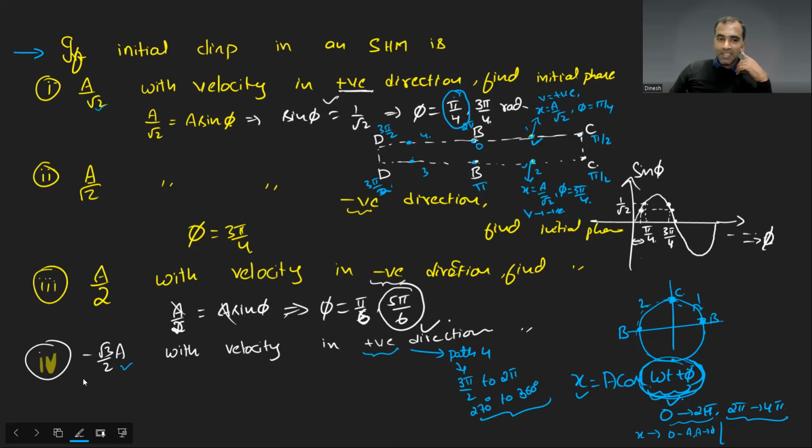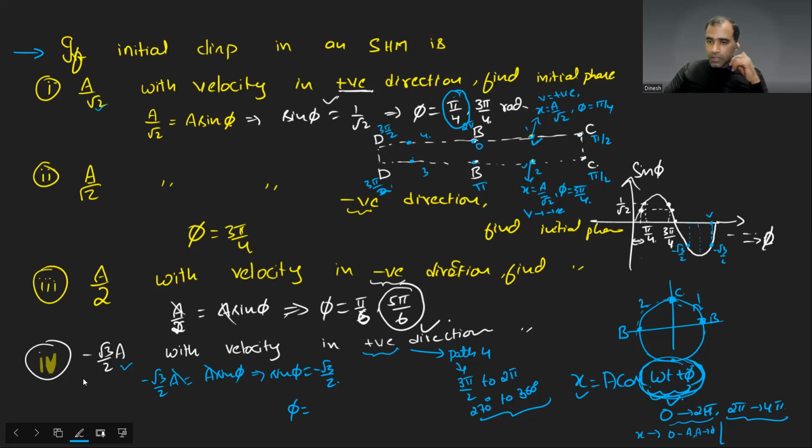Okay. Now tell me, minus root 3a by 2. If you want, you can use the formula. A cancels. Sine phi is minus root 3 by 2. At what angles does it become minus root 3 by 2? 300 degrees, sir. These are the places at which it becomes minus root 3 by 2. There are 2 spots. But we want this part because we know the angle is from 270 to 360.